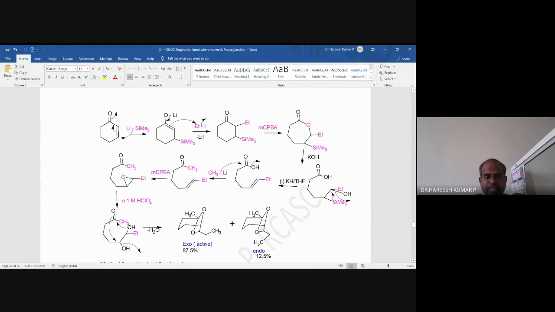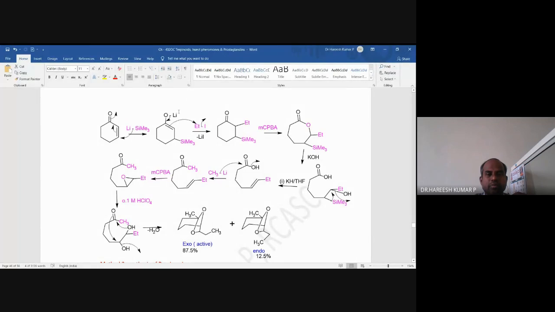Okay, how do you synthesize brevicomin starting from cyclohexanone? Means you can write this particular method. Otherwise, give one method of synthesis of brevicomin. Also, you can write this particular synthesis. So what is happening in the first step? Treating with trimethylsilyl lithium, a substituted product is obtained.